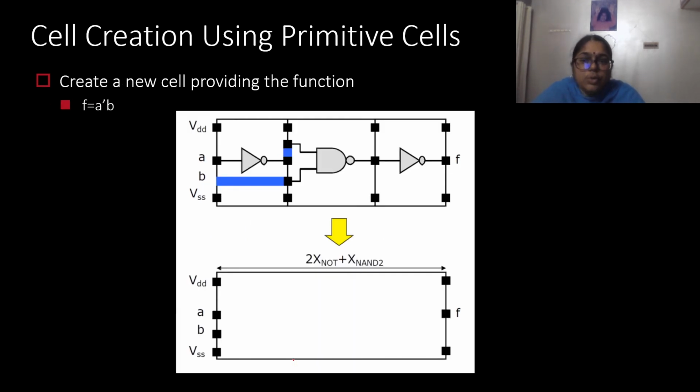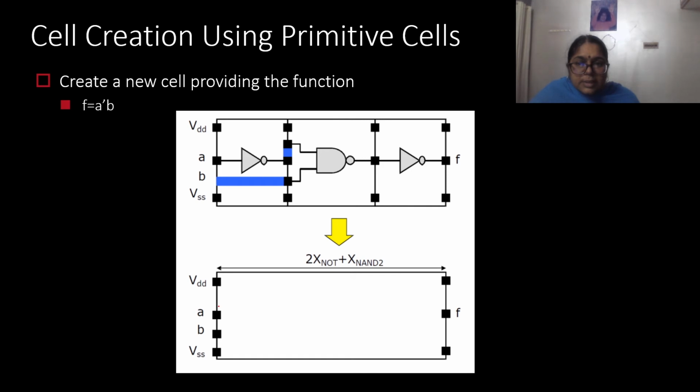So if we have to create a cell that performs the operation F is equal to A bar B, for example, then to get A bar we have to use one inverter circuit. Once I get A bar, then A bar and B both will be given as inputs to a NAND gate, and the output of the NAND gate will be given as input to a NOT gate to get A bar B. So here we require one inverter, one NAND gate and another inverter.